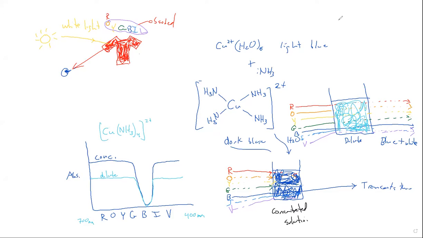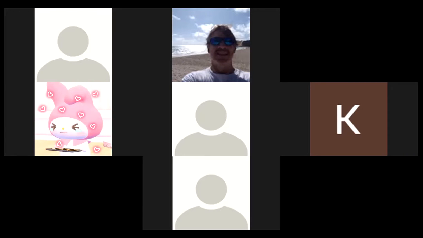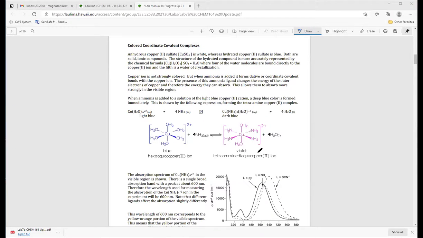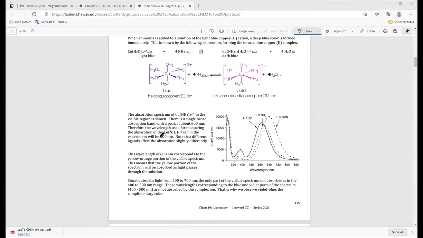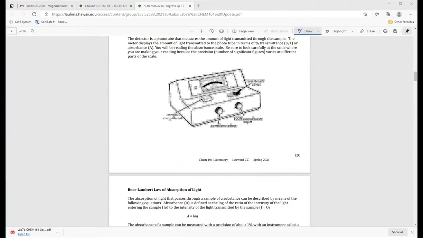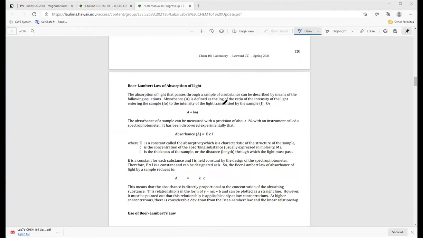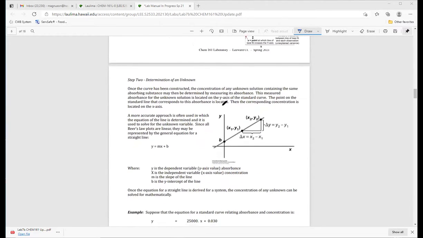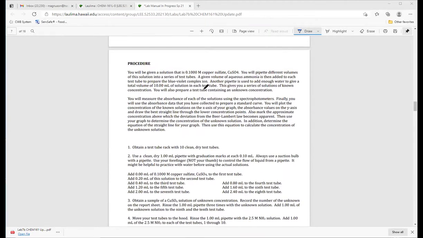Let's see, what does it tell us to shine through our sample? It says the absorbance of the copper in the experiment will be at 600 nanometers. So we're going to use 600 nanometers, which corresponds to the yellow orange portion. So we're going to set our machine to 600. This is the wavelength adjuster. It shows you what wavelength of light you're going to shine through your sample. Where's the procedure?